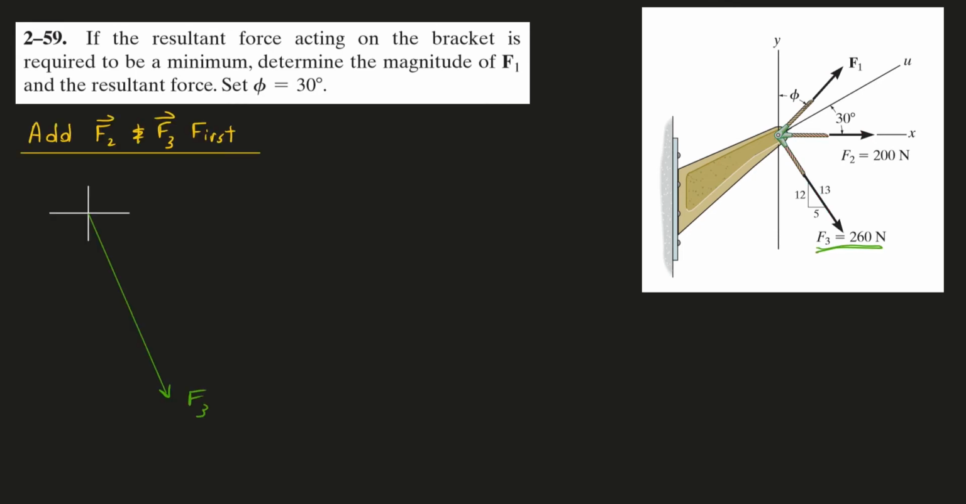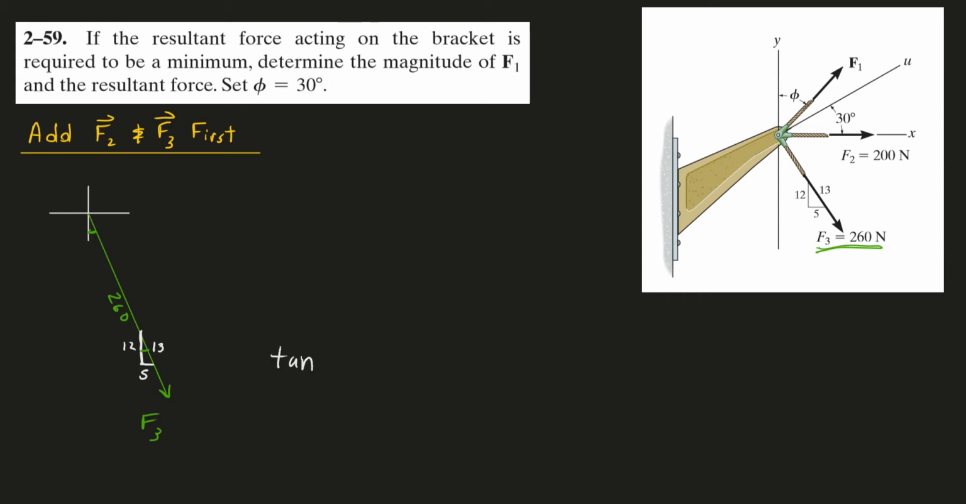So here's my F3 vector. And the length, the magnitude of this vector is 260. And the direction of it is given by one of those reference triangles, 12, 5, and 13. So let me just figure out the angle of this vector. I recognize that these two angles, here and here, are the exact same. So looking at the angle of my reference triangle, I can figure that out because I know the sides of the reference triangle. I can set up a tangent statement.